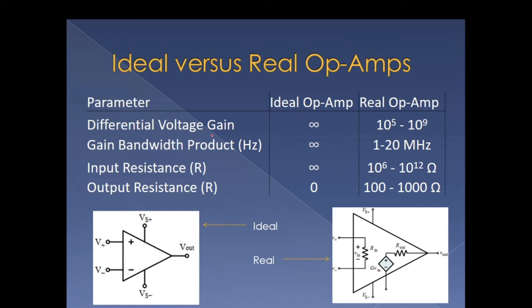So let us see. This slide shows the ideal op-amp versus the real op-amp. These are some of the parameters. These are the values for an ideal operational amplifier. These are the values for a real operational amplifier.